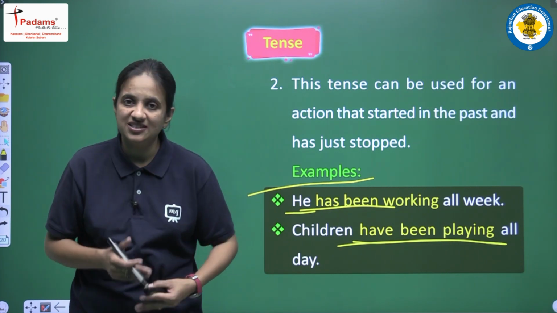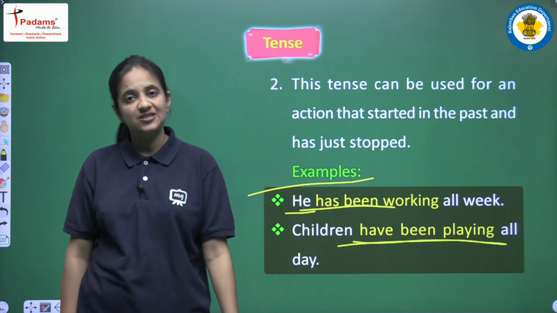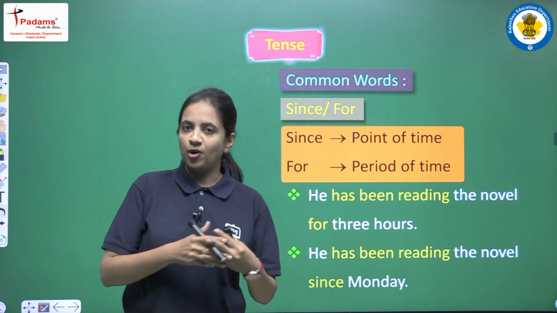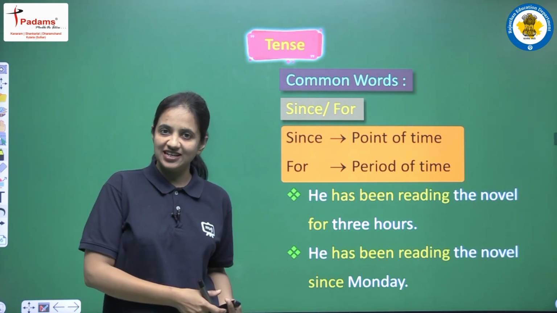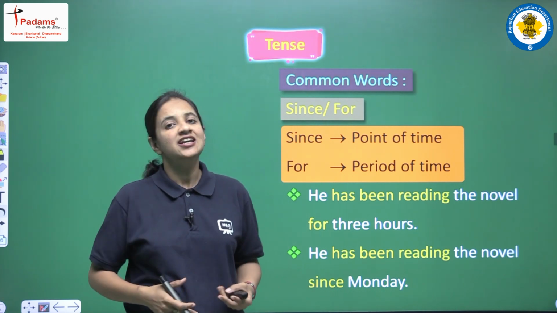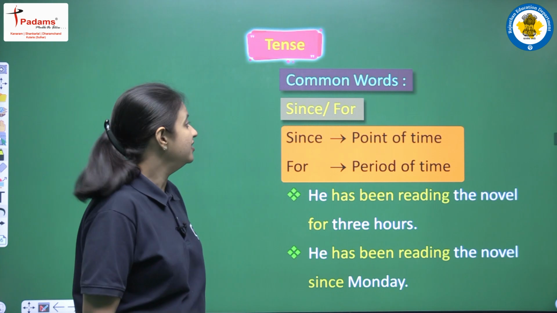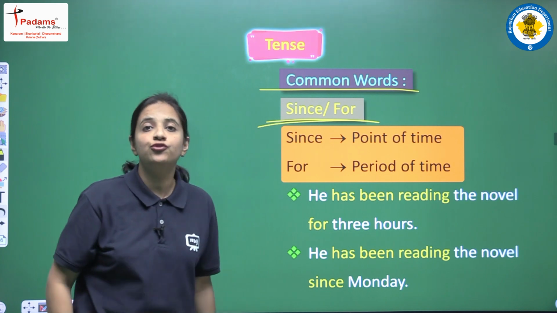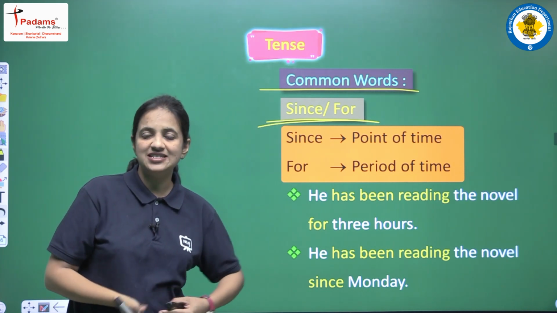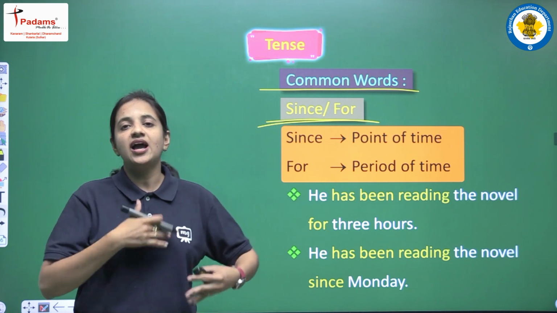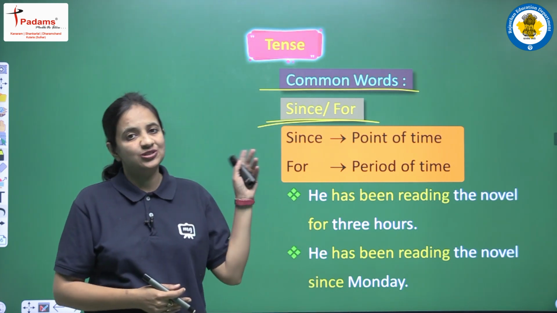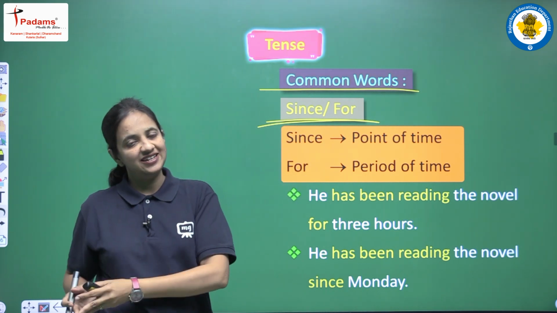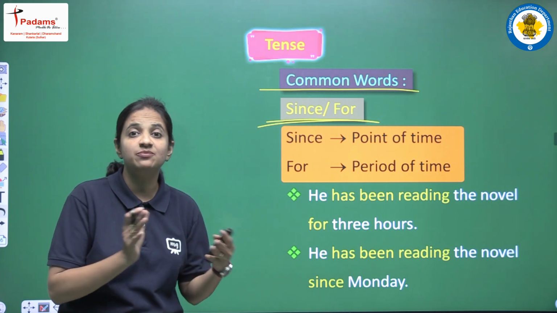So these are basically two major uses of this tense, that is present perfect continuous tense. Now next we are having some of the common words that are generally used in this tense. So let's see what are the common words we are having here. In this tense the common words are since and for. So we are having two words, since and for, and with these two words we are having some type of time, right? So since plus time, or we can say for plus time. Such things are there in the sentences of this tense.